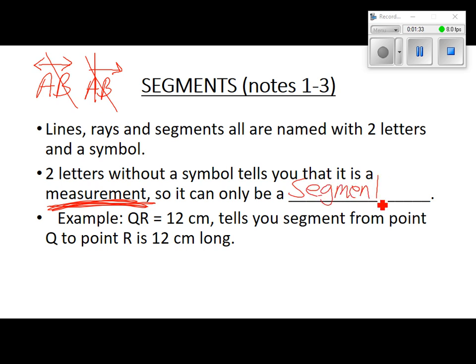So when you see something and it looks like this, how can you read that to me? Somebody read this to me, and I want it complete so I know exactly, and everybody else knows exactly, what it says. The first word that he said, very, very important: segment QR. Segment QR equals 12 centimeters. We've got to know that that's a segment.